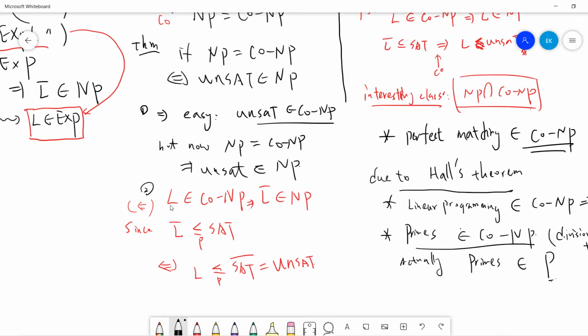Let's assume that L belongs to co-NP. Then it implies L bar, the negation of L, belongs to NP. We know that SAT is NP-complete, so there is a polynomial time reduction from L bar to SAT. Then we take co on both sides, and we get that L can be polynomial time reduced to the complement of SAT. So if the complement of SAT belongs to NP, then NP equals co-NP.